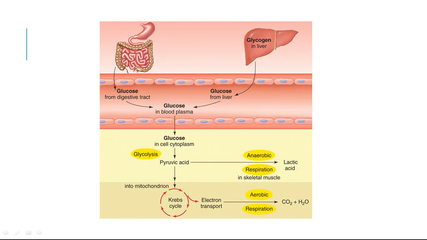So glycolysis happens where? In the cytosol, the cytoplasm, where we essentially split glucose into 2 pyruvic acid molecules. ATP is made, NADH is produced, and a couple of hydrogen ions are also produced.